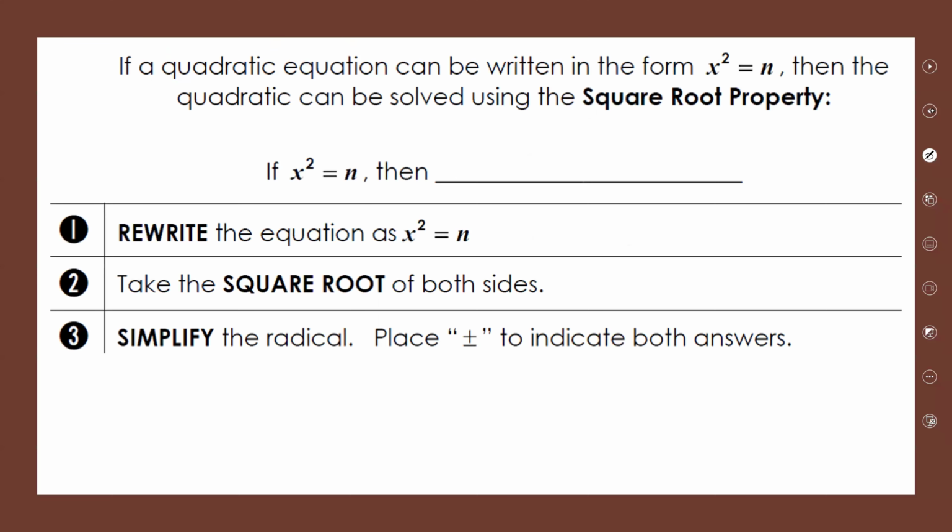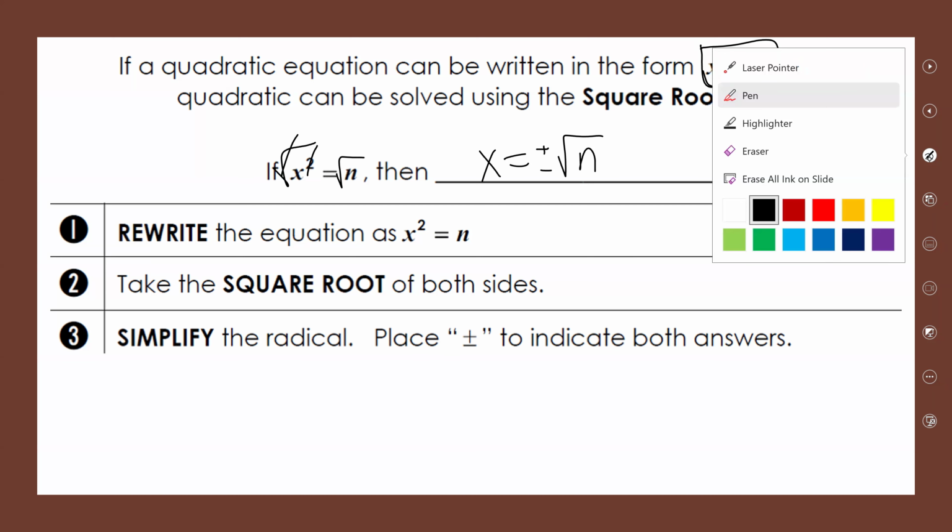So now that we have reviewed how to simplify radicals, we're going to move on to learning how to solve using the square root property. If you can move around a quadratic equation and write it in this format, then we can use the square root property. Notice, if I take the square root of this side, that cancels out, and you'll get the square root of n. So that means x would be equal to the square root of n. Now, we're going to put a little plus and minus sign, and I'll explain that in a moment.